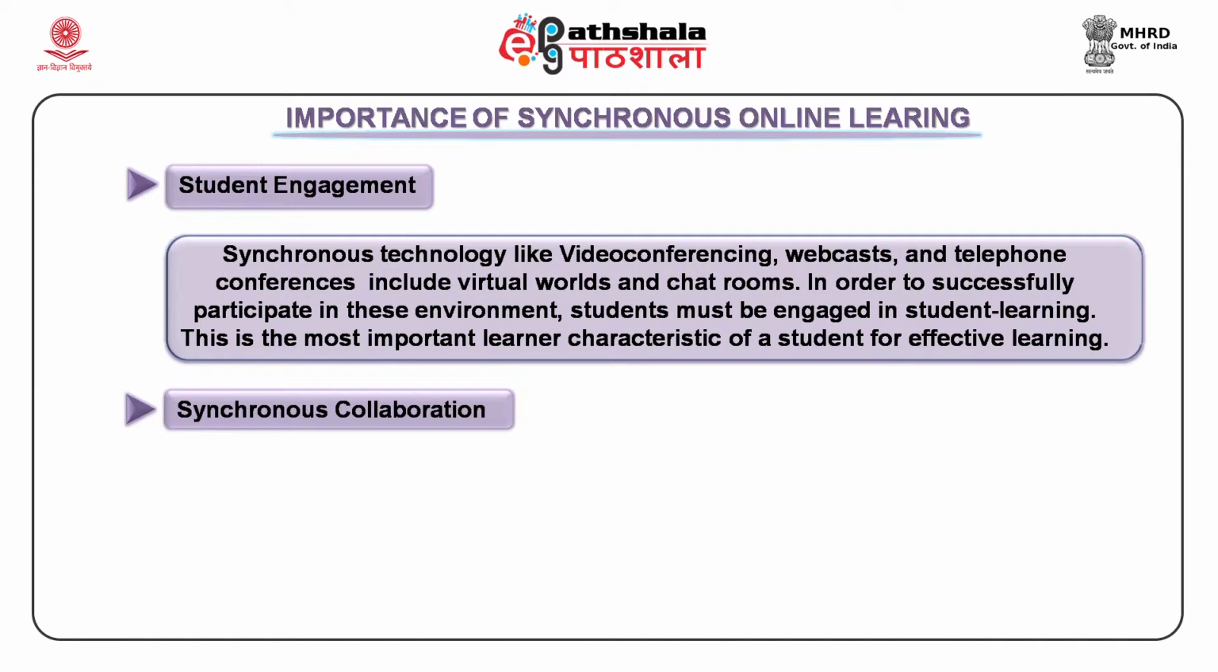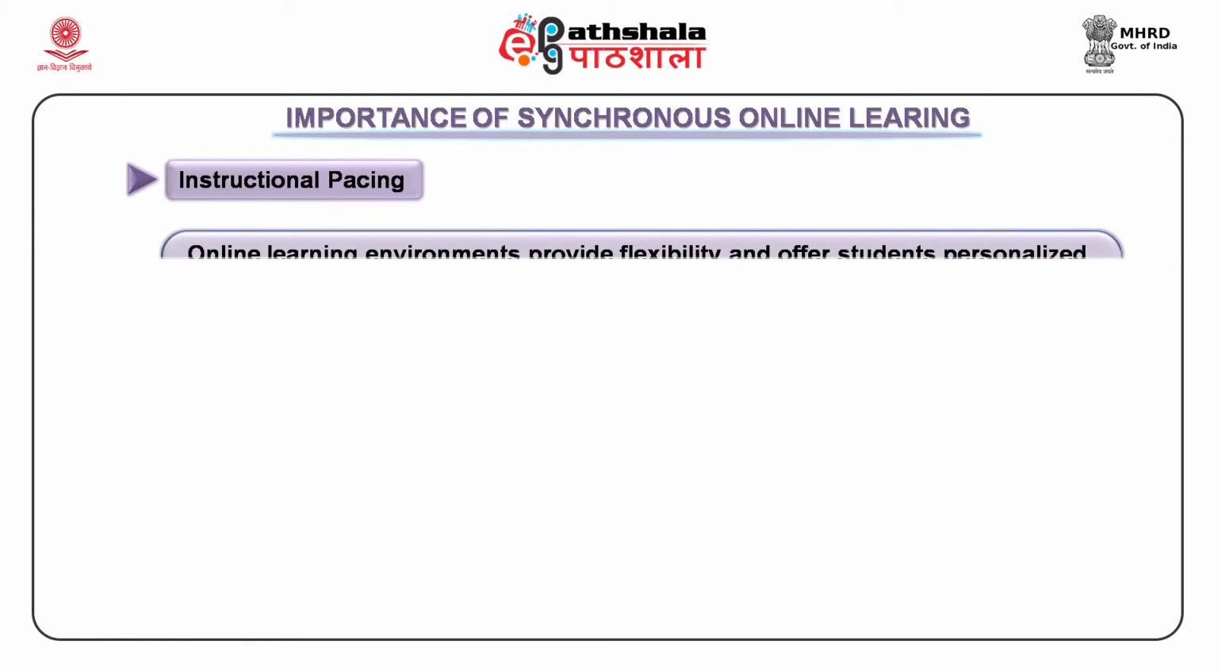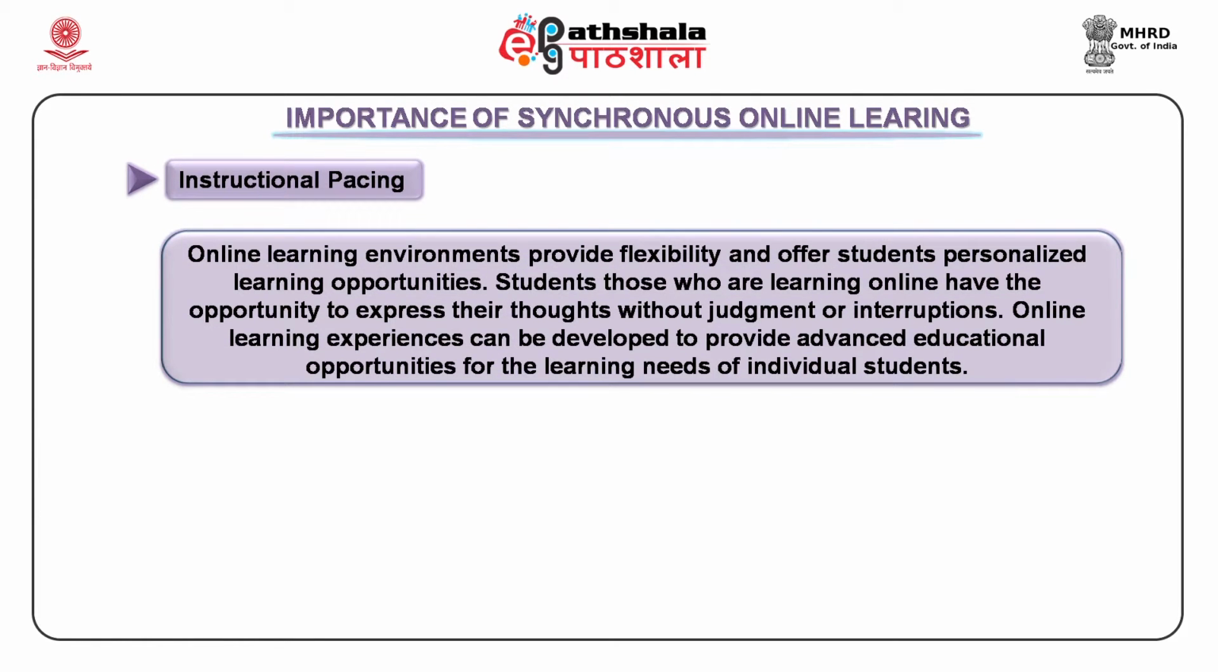Next importance being synchronous collaboration. In both the traditional as well as the online classroom environment, interaction and collaboration are identified as a major factor in successful learning outcomes. In an online learning environment, the teacher's role becomes more about facilitating, guiding, and motivating the learner, and can be successfully achieved through feedback and collaboration. Third importance being instructional pacing. Online learning environments provide flexibility and offer students personalized learning opportunities. Students learning online have the opportunity to express their thoughts without judgment or interruptions. Online learning experiences can be developed to provide advanced educational opportunities for the learning needs of individual students.